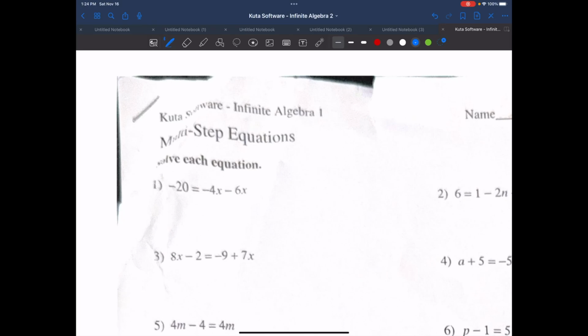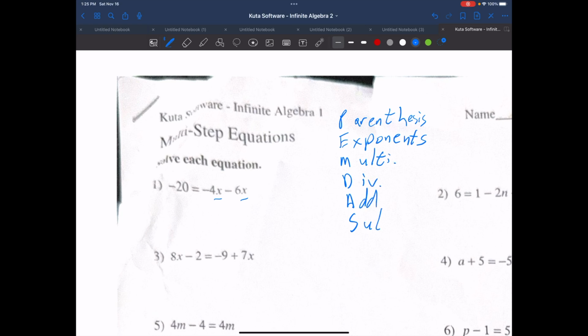Okay, hello. So I'm going to go over a few of these, solve each equation. We're going to identify the variable, which is x in this case, and we need to make sure we're following order of operations. PEMDAS. If you could please write it down: parentheses, exponents, multiply, division, addition, and subtraction. Okay, so we're gonna follow these.